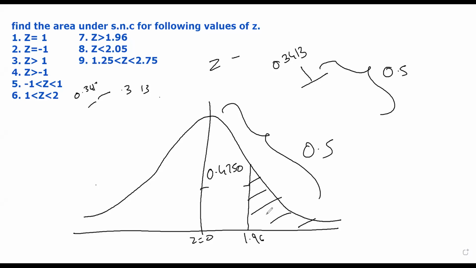So how to find the area greater than 1.96? 0.5 minus 0.4750, that is 0.025. This is your area greater than 1.96.